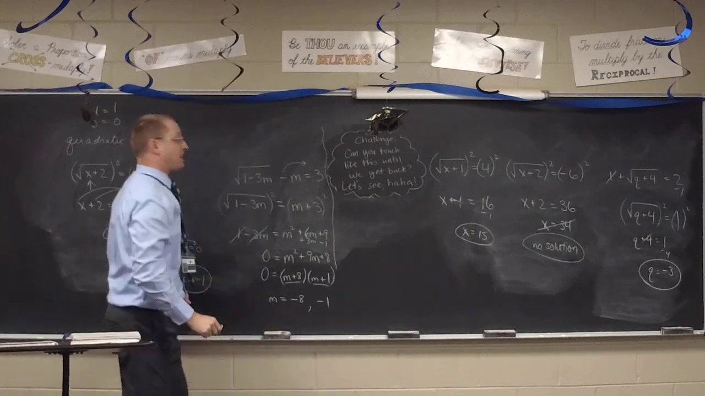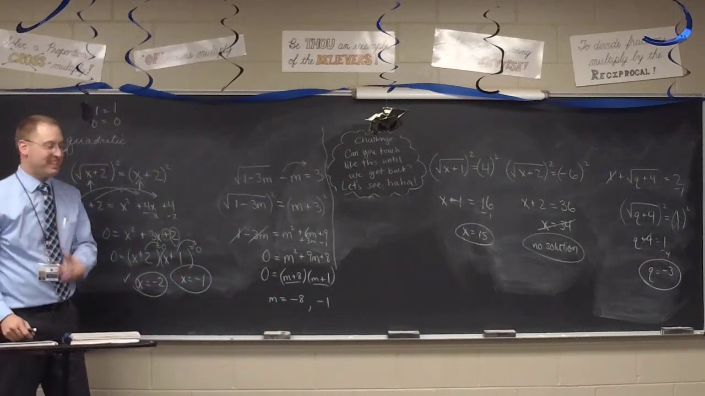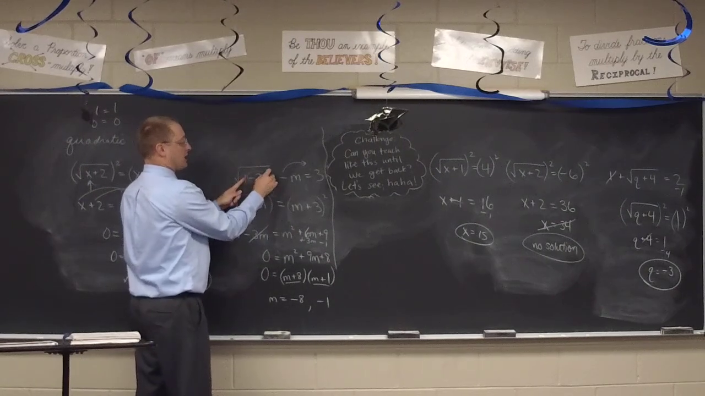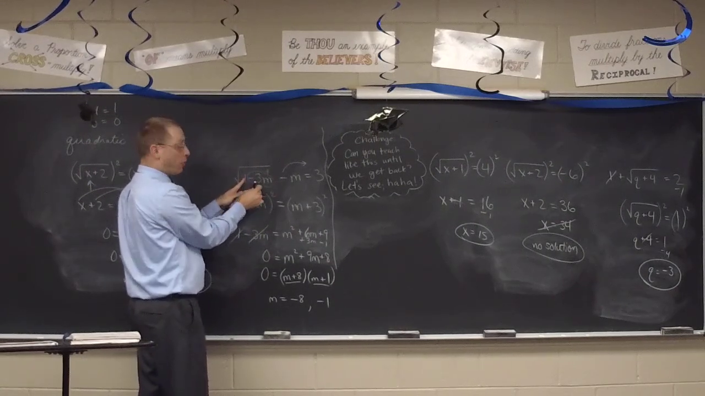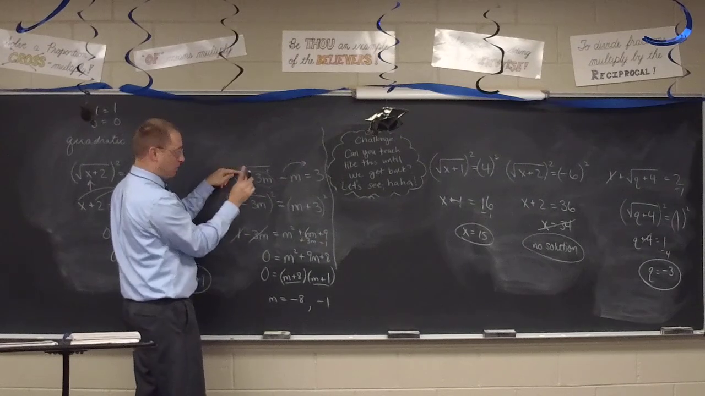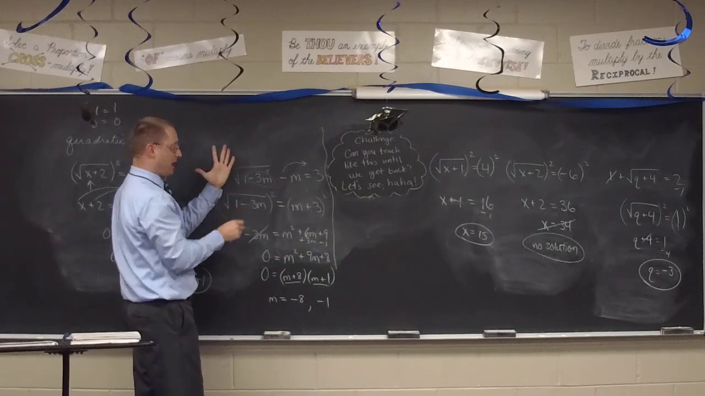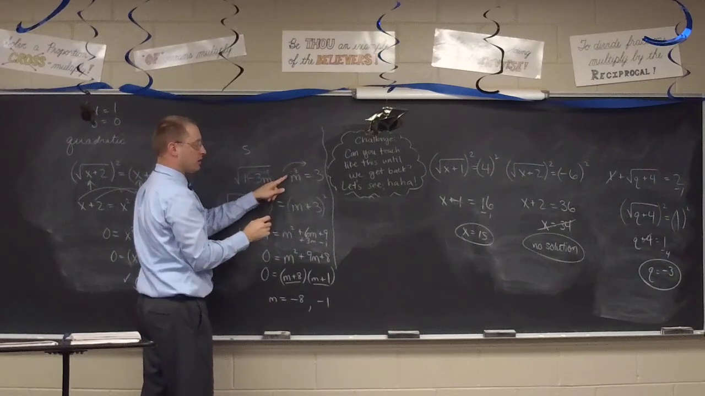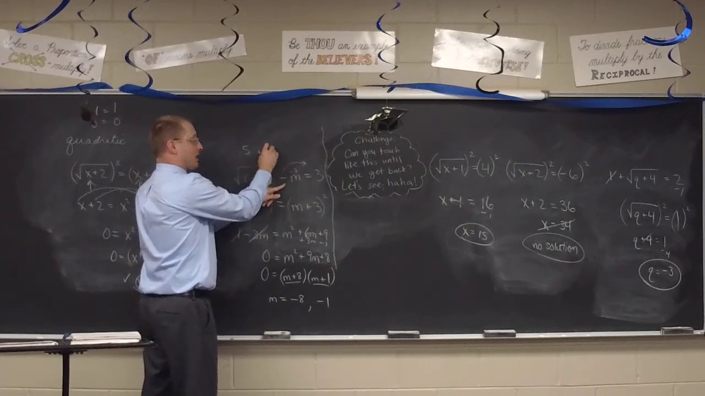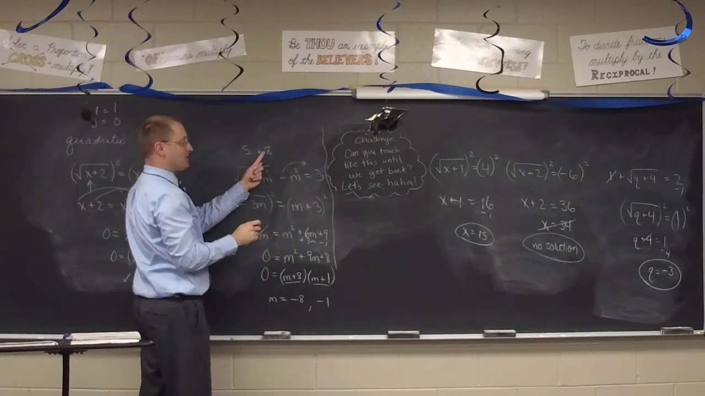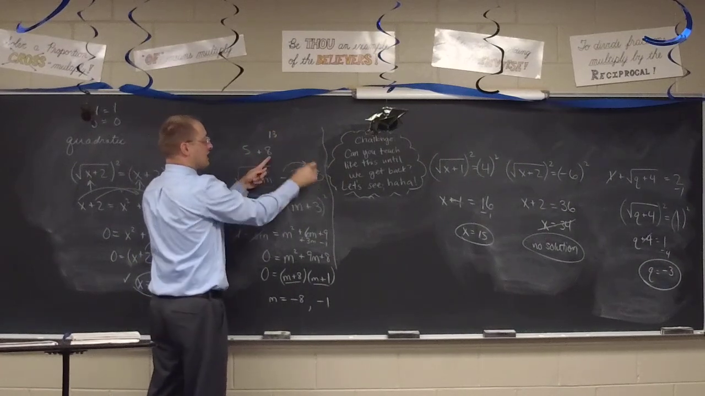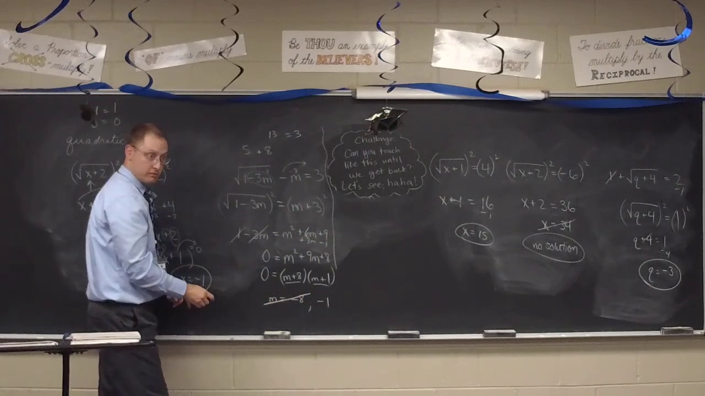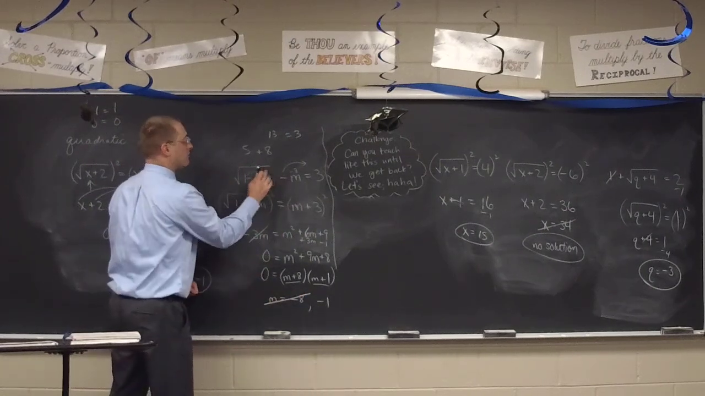Let's check. I'm going to start with the negative 8. Check it all the way through. If I plug in negative 8 times negative 3, 24, plus the 1, 25. Stay with me, square root of 25, 5. Minus negative 8 becomes plus 8. 5 plus 8, 13. Does that equal 3? No. This is extraneous. Now let's check the negative 1.